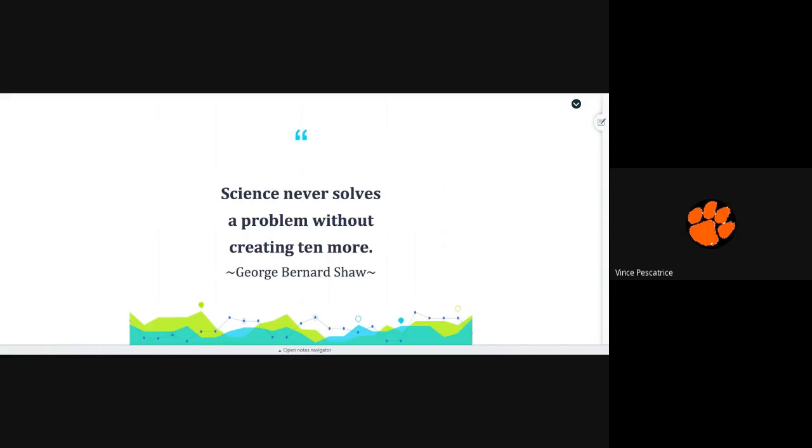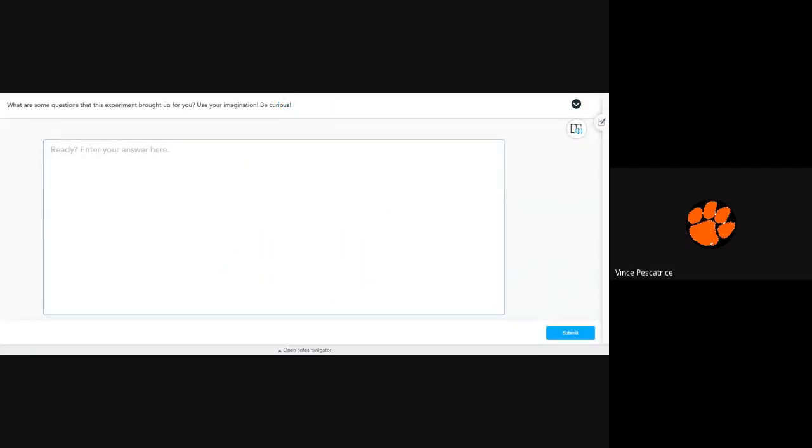All right, so sometimes when we solve the problem of what causes more water to be absorbed into the jar, we figure out why. But normally when you do an experiment, it creates more questions. So now that we understand that more flame equals more water in there, that should pull up some more questions for you. Be creative. Think about it, because that's what the last question is. So what are some questions that this experiment brought up for you? Use your imagination and be curious.